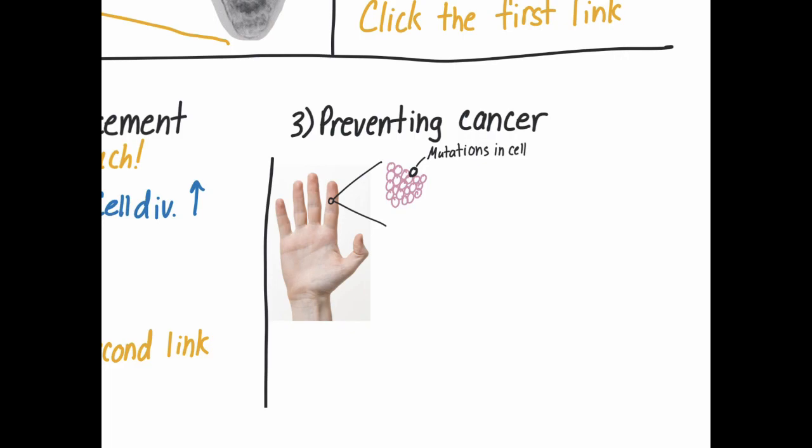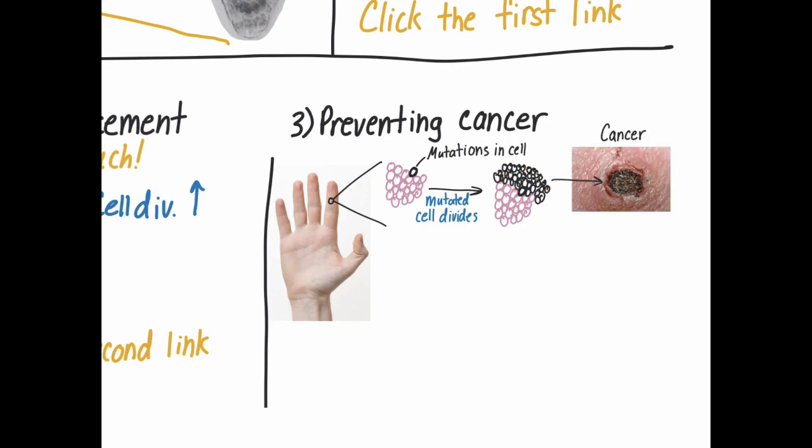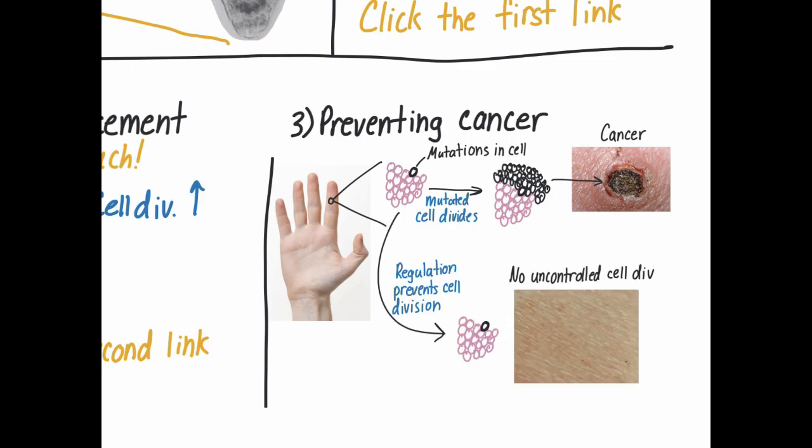Regulation of the cell cycle is also important for preventing the buildup of mutations, which can lead to unregulated cell division and cancer. Regulation of the cell cycle helps prevent cells with harmful mutations from dividing, preventing the mutation from being passed on to other cells. The regulation of cell division is accomplished through the enforcement of cell cycle checkpoints.